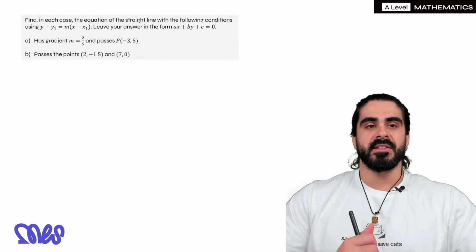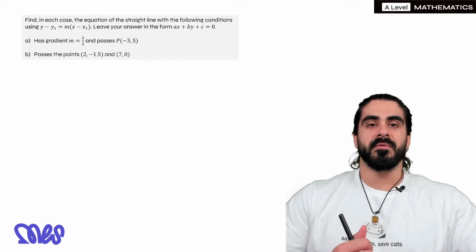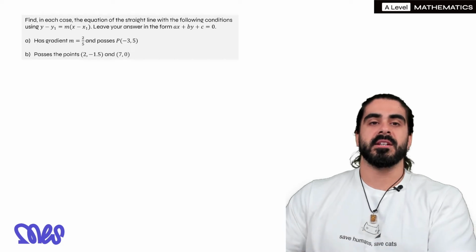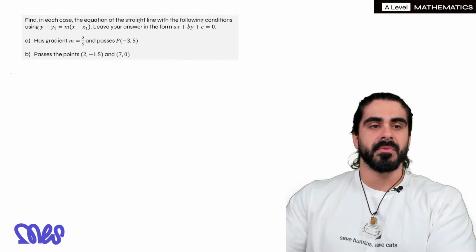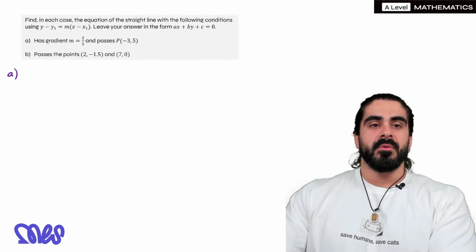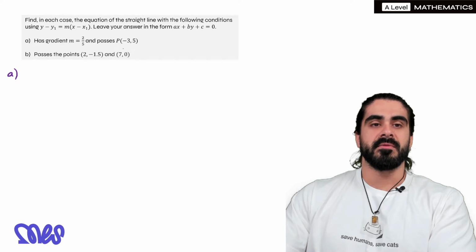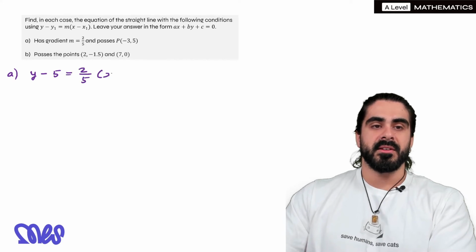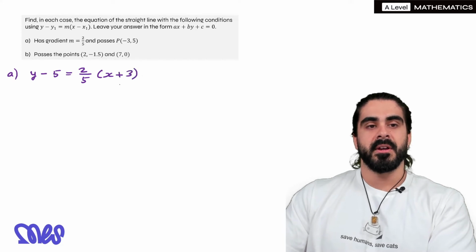So find in each case the equation of the straight line with the following conditions using y minus y1. Leave your answer in the form ax plus by plus c is 0. So we're just going to make those substitutions straight away. We have the gradient 2/5 and it goes through (-3, 5). So we're going to say y minus 5 is the gradient 2/5, x minus minus 3, which becomes plus 3.